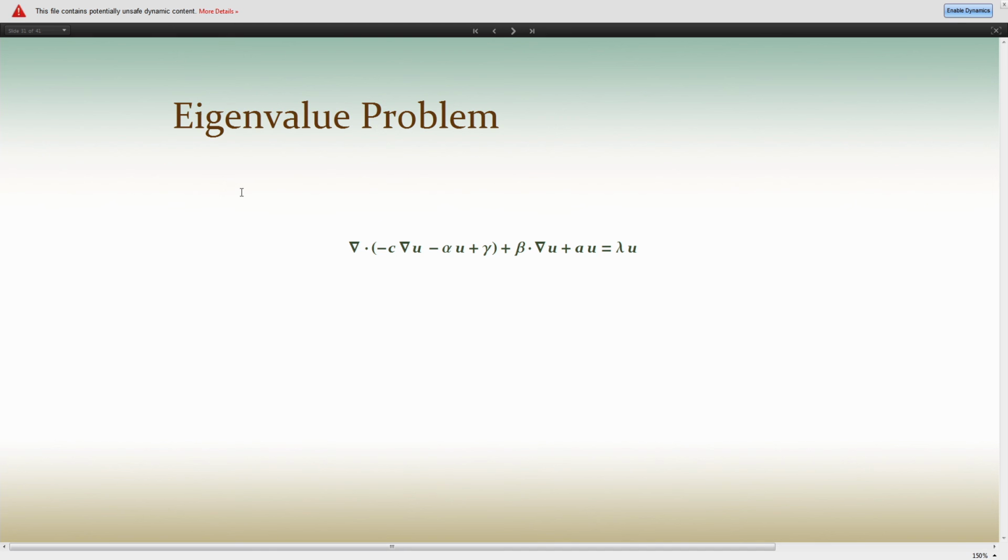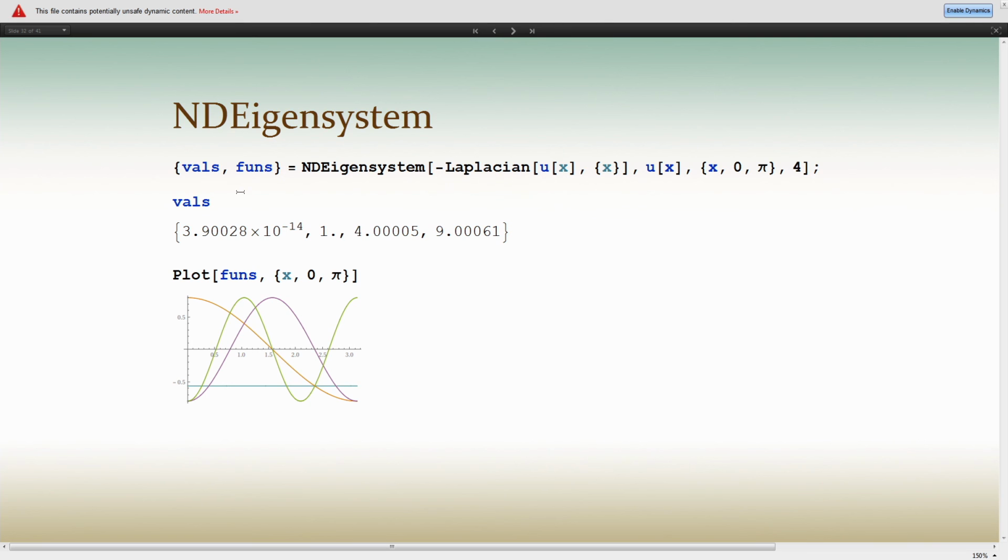This is new in 10.2. We can solve eigenvalue problems. So the single PDE we've seen before can be solved as an eigenvalue problem, where the operator applied to u equals lambda u. And here are a few examples. The new function that we're using now is NDEigensystem. The negative Laplacian of u, where u is the dependent variable, with x from 0 to pi, and give me 4 eigenvalues. These are the 4 eigenvalues, and I can plot the 4 corresponding eigenfunctions.